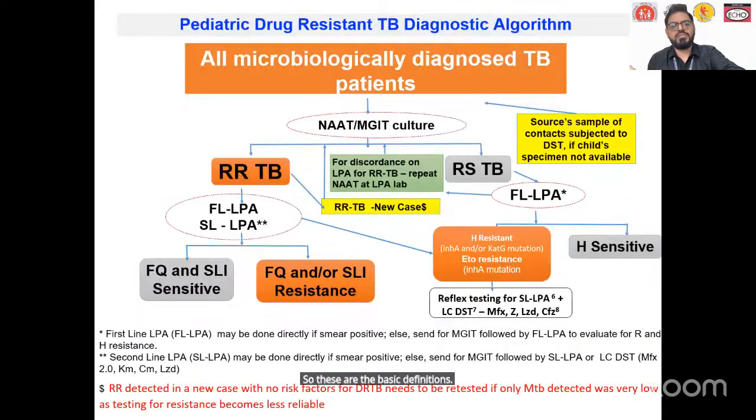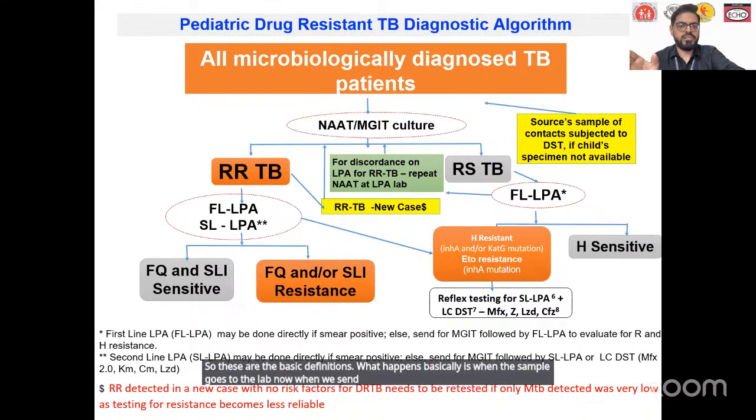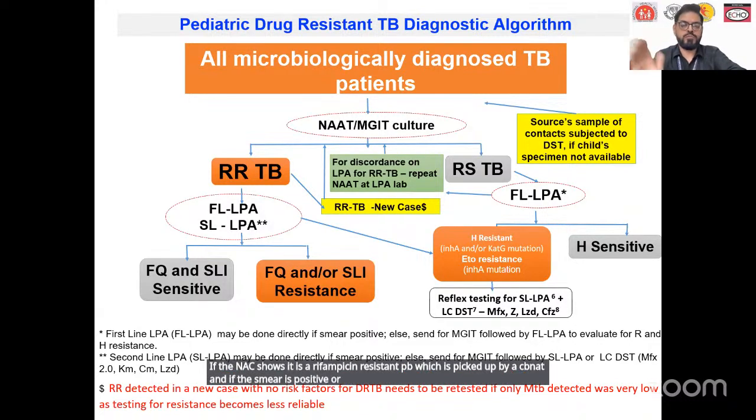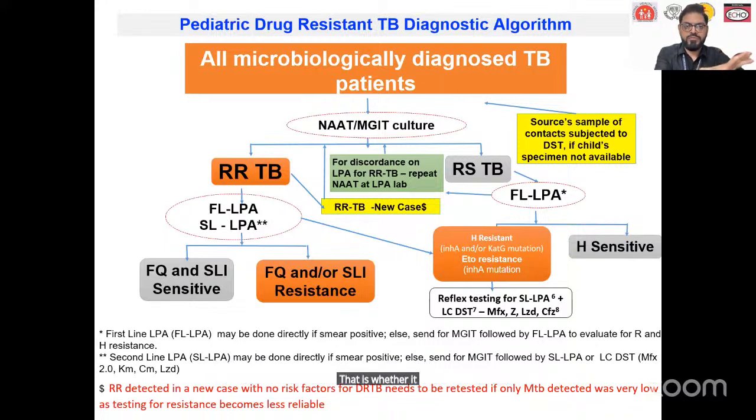What happens basically is, when the sample goes to the lab, when we send a sputum sample, NAT is run. If the NAT shows it is a rifampicin resistant TB, which is picked up by a CB-NAT, and if the smear is positive, or after the culture comes out to be positive, first and second line LPA both are run to see for the other drug resistance. That is, what is the status of fluoroquinolone resistance, injectable resistance, something like that.